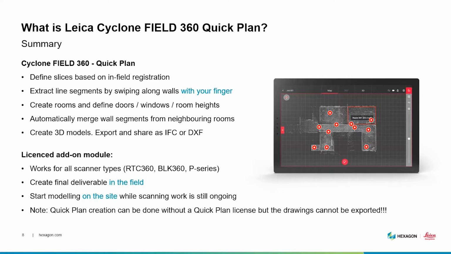I've already mentioned this is for all the scanners that we have within our existing range, and the deliverable is designed and created in the field, which means you can maximize your field time whilst waiting for the scanner to collect data. So even with the RTC 360, it's a very quick 2 million points a second. These are still seconds that you can utilize, and obviously you can extract some information.